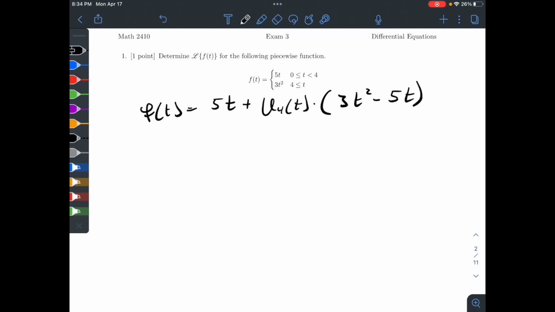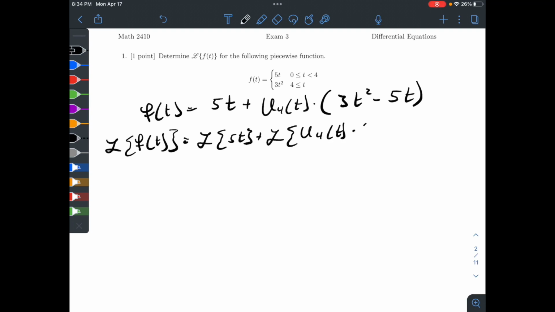And so to do the Laplace transform of this, we first write f of t like this, and then we compute the transform. So L of f of t is going to be L of that whole right-hand side. So we'll do L of 5t plus L of u4 of t times 3t squared minus 5t. L of 5t is 5 over s squared. And then how do we do L of u4 of t?